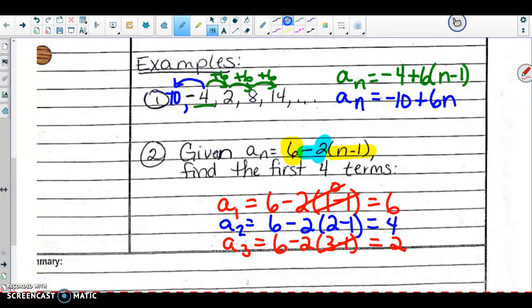So yes, it works. So this other one, I really don't even need to plug it in. I know that I should end up with 0. Okay, and that would happen when I plugged in a 4. 4 minus 1 is 3. 3 times 2 is 6. 6 minus 6 is 0. All right, so there's our algebraic.